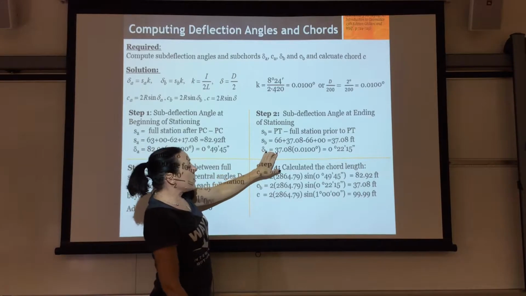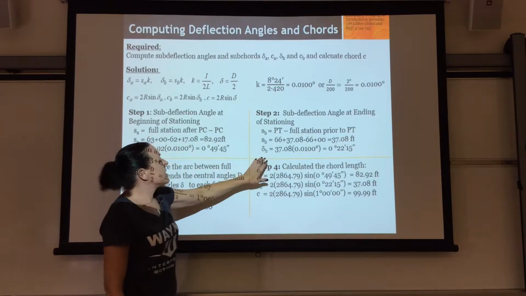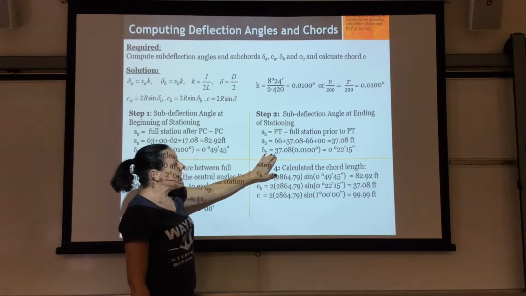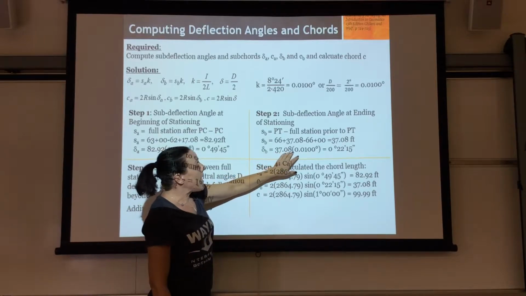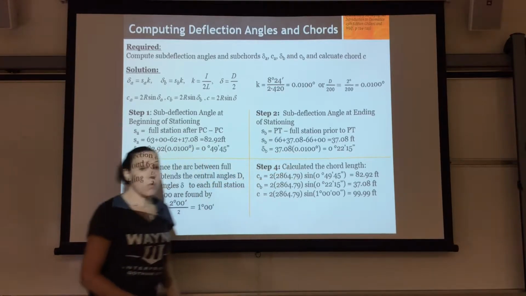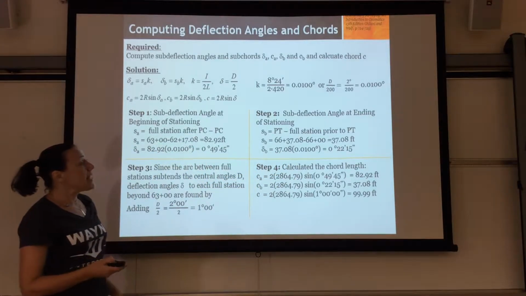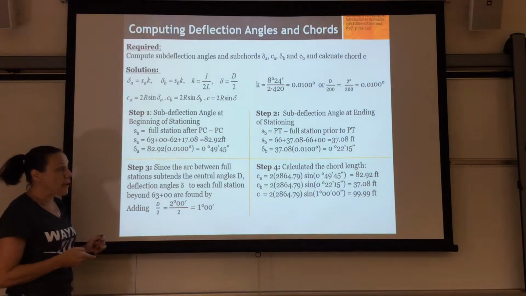So the degree of curve, or I keep saying degree of curve, the subdeflection angle at that point is going to be the 37.08 times the 0.01. Okay? So that is the subdeflection at that point.